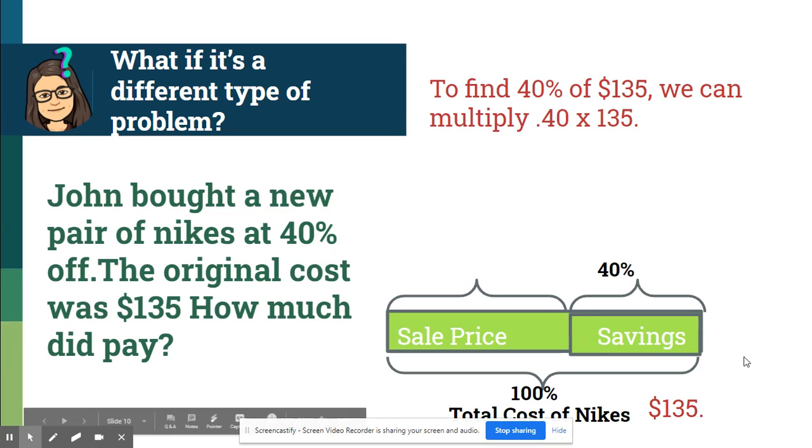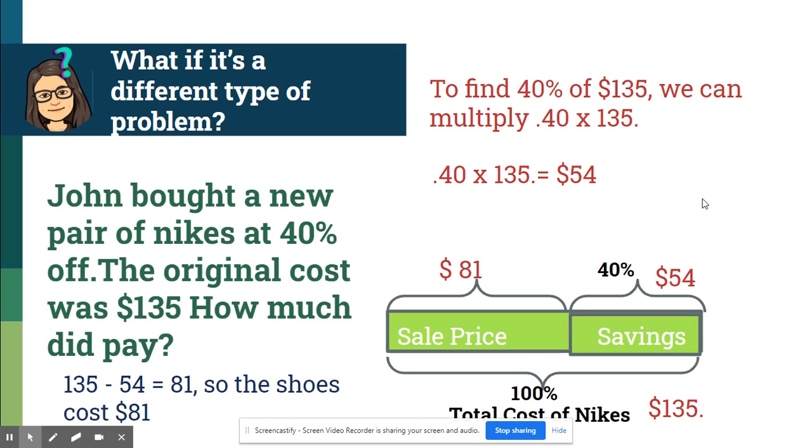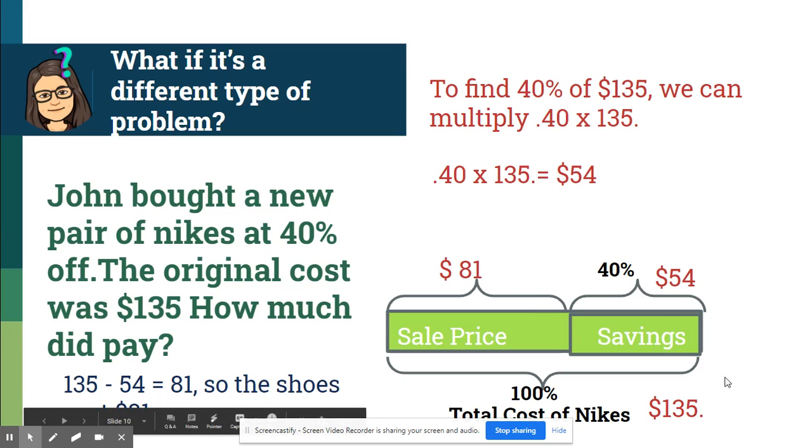So to figure out that 40%, it's the same idea. Multiply 0.40 times 135. I do 0.40 because 40% is the same as 0.40 as a decimal. And when I do that math, I get $54. So the savings is $54. Now I have to figure out the sale price. So if the savings is 54, then I have to subtract that savings from the total to get the sale price. So 81 plus 54 makes 135, and so I know I'm correct.